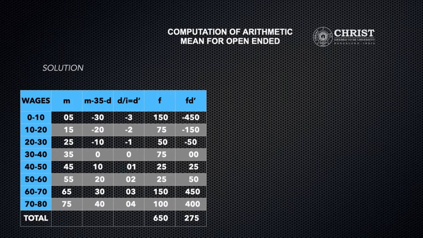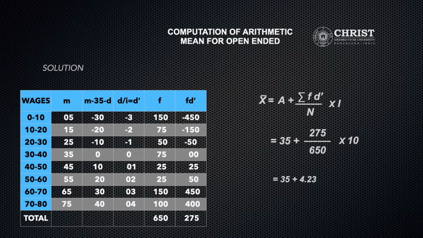Now we are applying the values in the equation. X bar is equal to A plus sigma FD dash by N into I. Substituting the values in the equation, your assumed mean is 35, 35 plus 275 divided by N, the frequency total, 650, into 10. That is 35 plus 4.23, that is equal to rupees 39.23.